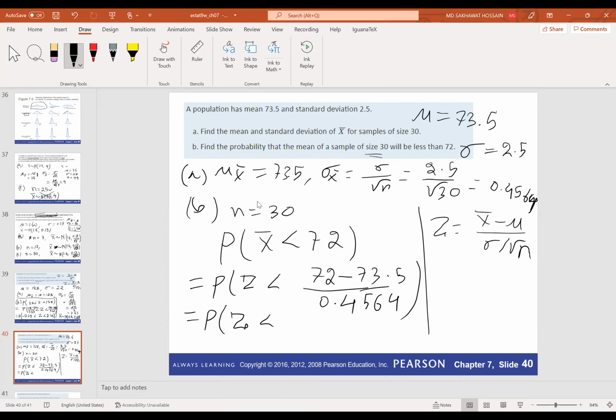So that means probability of Z less than, if you simplify this, 72 minus 73.5 divided by 0.4564, which is negative 3.287. We can say negative 3.29. Now we have to look at negative 3.29 on the Z table. Since this is the less than type, if you look at negative 3.29 on the Z table, negative 3.2 and 9, you will get the probability, which is 0.0005. Yeah, this is the probability.